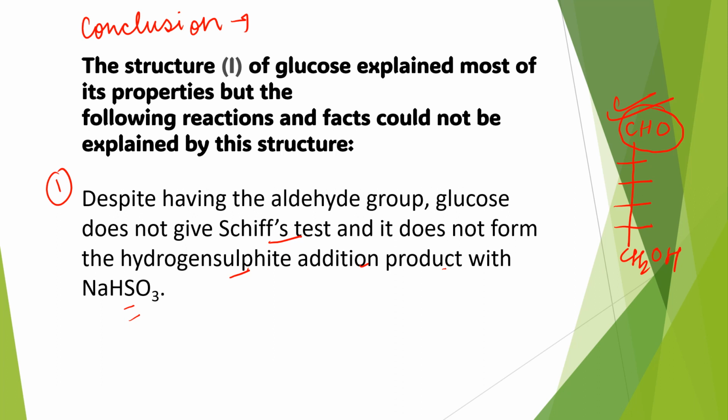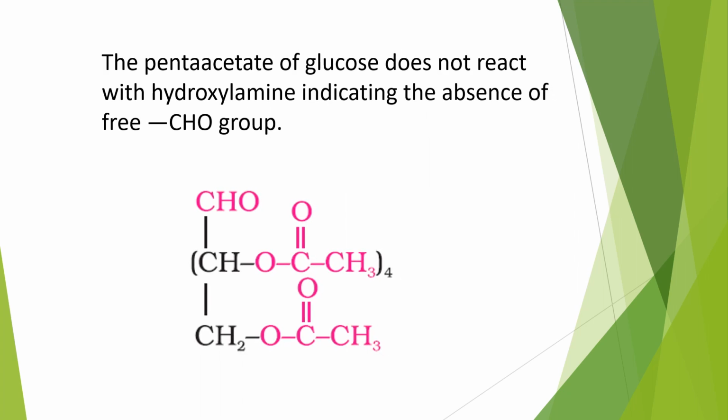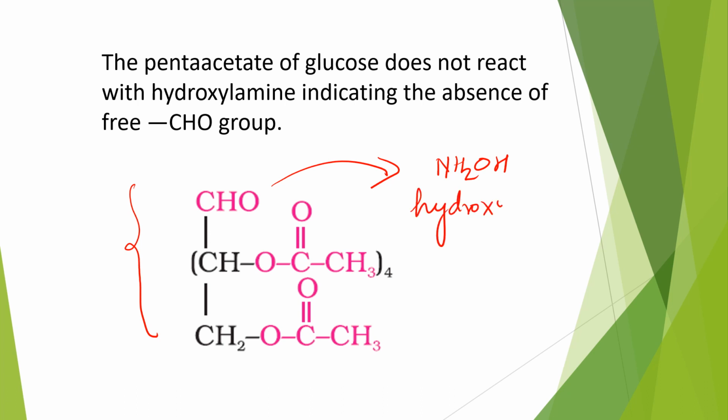Okay. Now, the next reaction is, as we have seen earlier, that glucose forms pentaacetate when it reacts with acetic anhydride. This is the pentaacetate molecule, and to our surprise this molecule does not react with hydroxylamine. This is NH2OH, hydroxylamine. This reaction also surprised scientists. So it indicated the absence of a free CHO group. This is the second reaction.